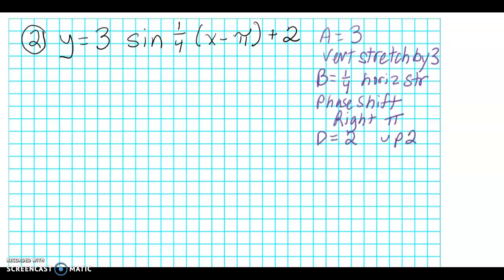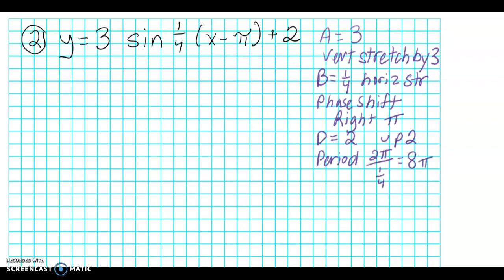So it's a sine graph. My one period of sine is found by the absolute value of 2 pi over b. So 2 pi over 1/4. Keep change, flip your fraction. That means my period is technically 8 pi long.